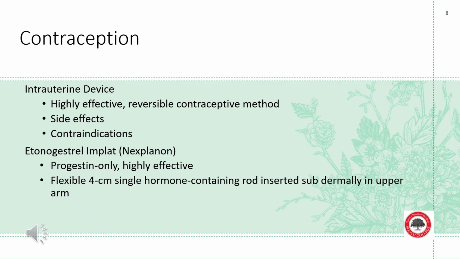The IUD is a highly effective reversible contraceptive method with a 99% effective rate. It can be inserted into the uterus by a trained clinician, and the procedure can be done anytime during the menstrual cycle in a non-pregnant patient. The mechanism of action is not completely understood. They think it acts as a spermicide or has an inhibitory effect on the sperm's ability to fertilize the ovum and transport.